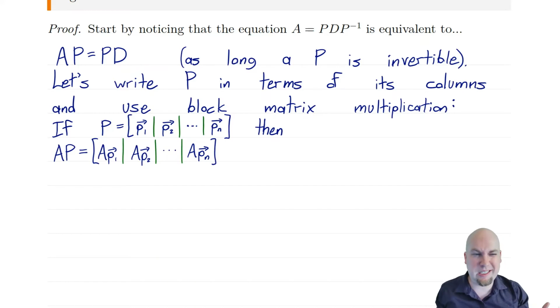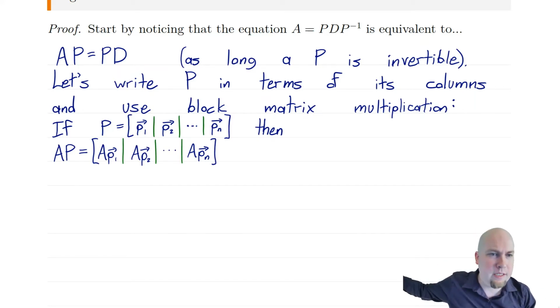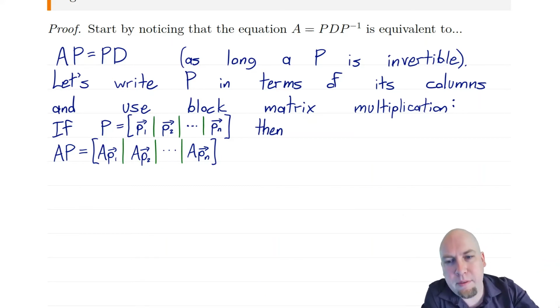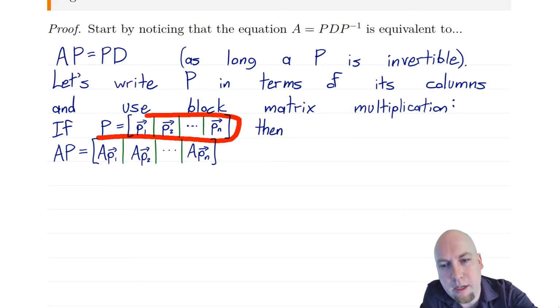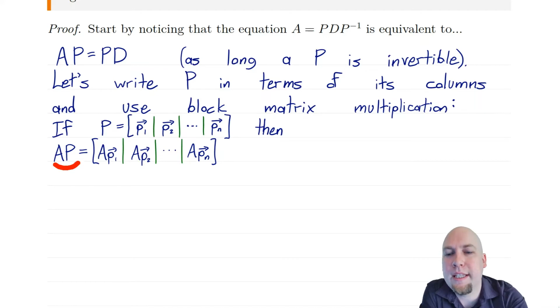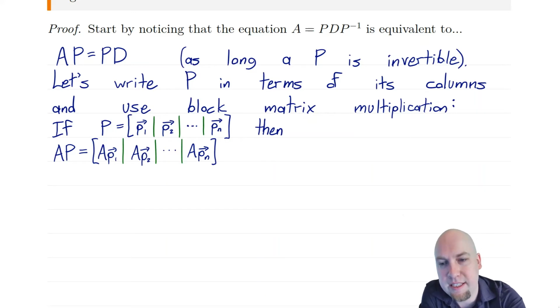And these are some tricks that we haven't seen recently, but we did see them way back at the end of week 3. If you have a block matrix that's represented in terms of its columns, and you multiply it on the left by any matrix, that matrix just goes in and multiplies each of its columns. Think of this as a 1 by 1 times a 1 by n. So that's the left-hand side up here, AP.